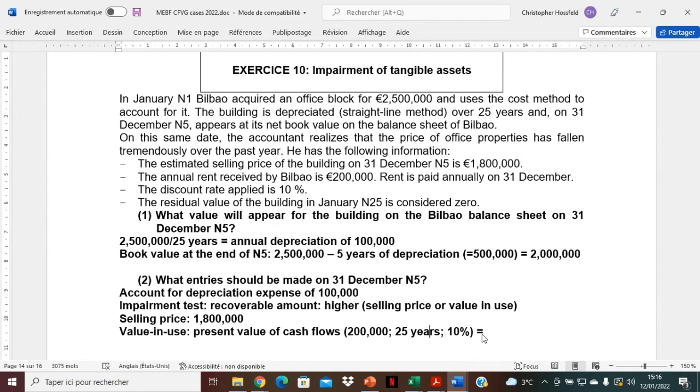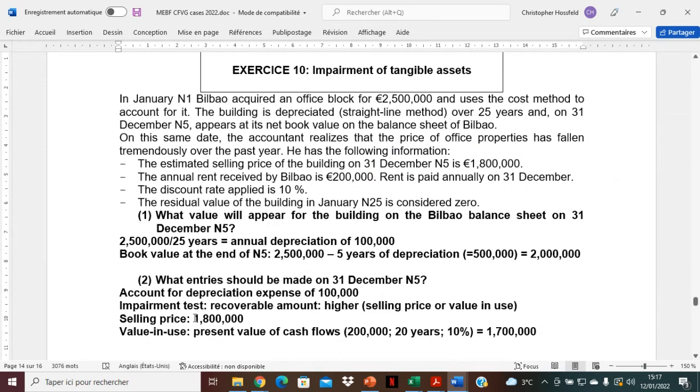Mistake here, obviously. The 200,000, I don't get them for 25 years. I get them only for the remaining 20 years, because we do the impairment test in N5. So the remaining useful life obviously is only 20 years, not 25 years. So I have that for 20 years, and if I calculate this, it leads to approximately 1.7 million. So it's a little bit more, but for the sake of simplicity, 1.7 million.